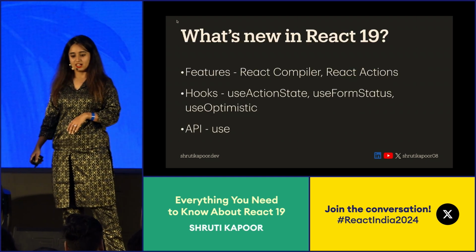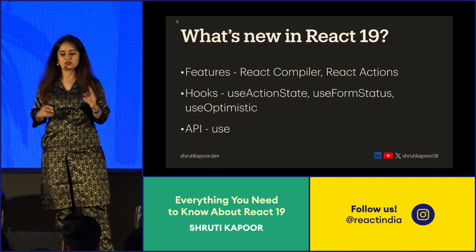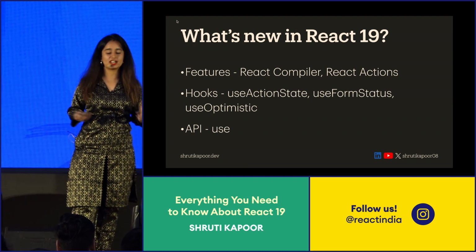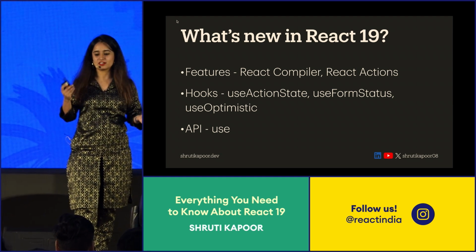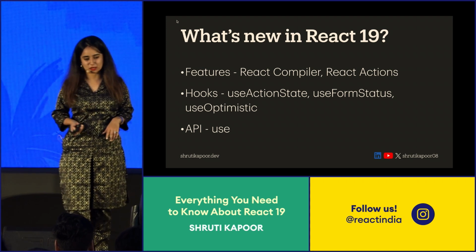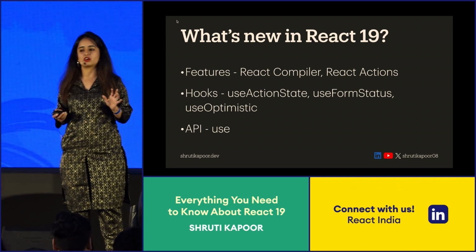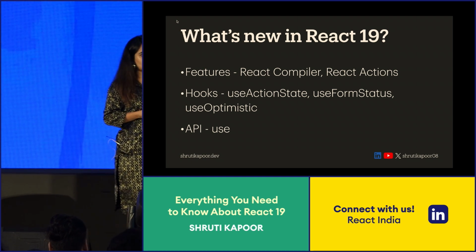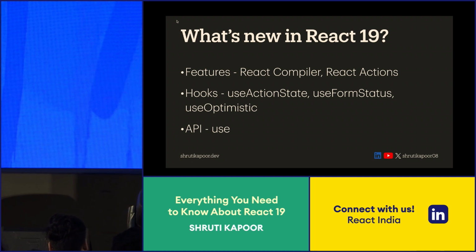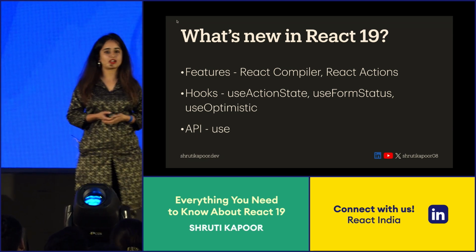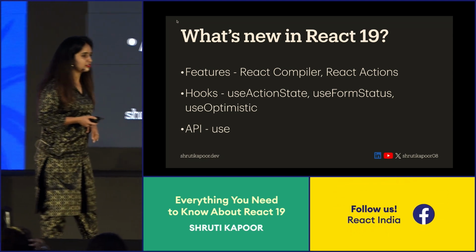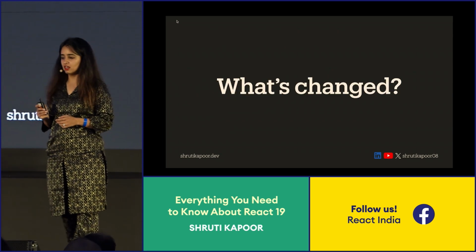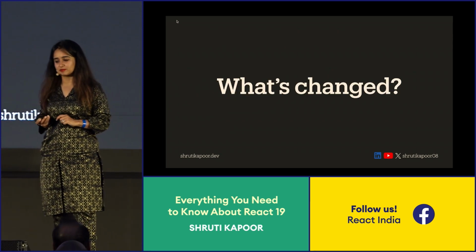So, what's new in short? Two new features: React Compiler, available as a plugin, and React Actions. Three new hooks: useActionState, useFormStatus, useOptimistic, which can be useful for managing form status, getting data out of an action, getting data out of a form, and optimistically rendering data in the UI. And then we have a new API called use, which can be really helpful for reading context or reading data out of a promise.